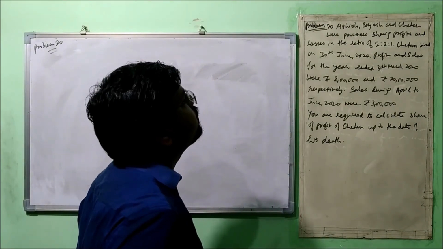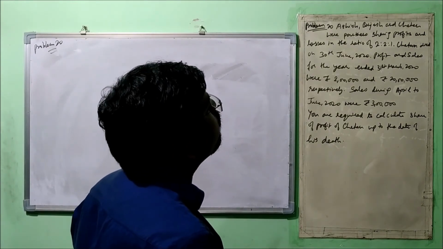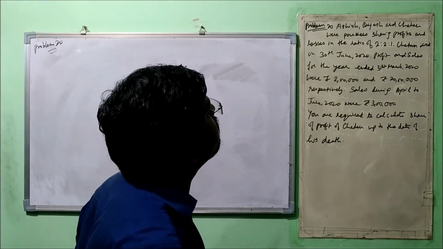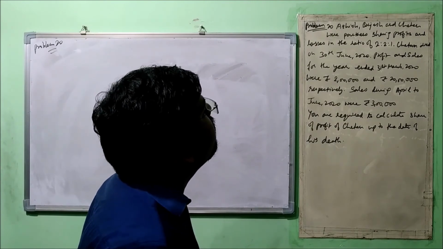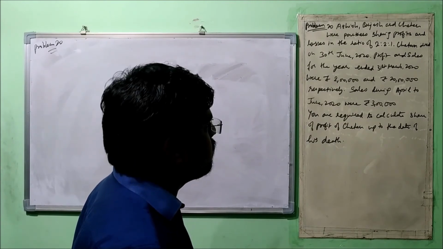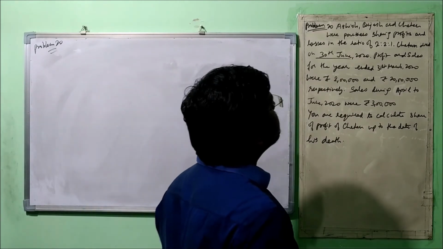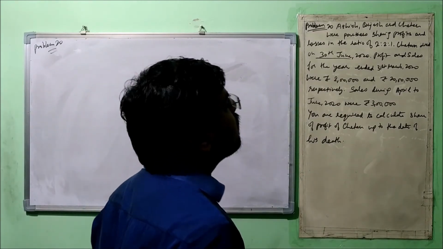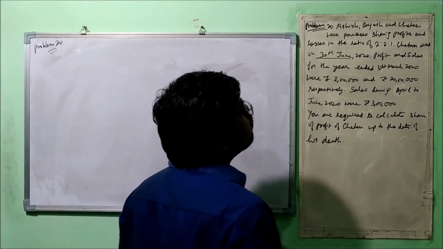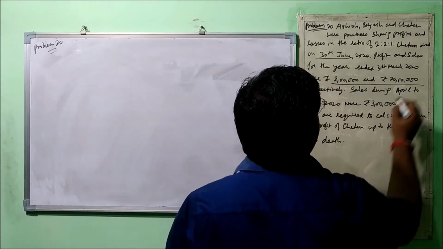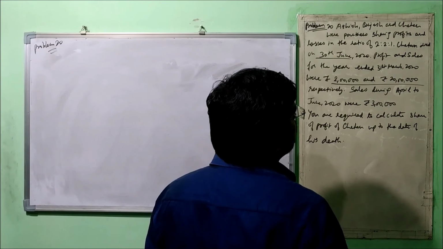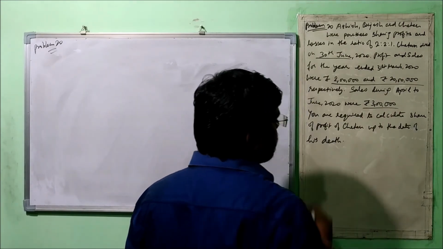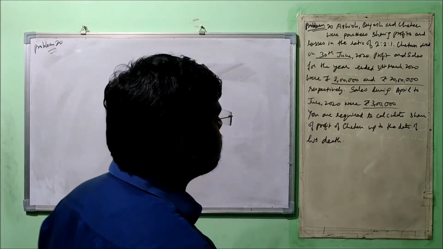So I have written the question here. Ashish, Brajesh and Chetan were partners sharing profits and losses in the ratio of 2:2:1. Chetan died on 30th June 2020. Profit and sales for the year ended 31st March 2020 were rupees 2 lakh and 20 lakh respectively. Sales during April to June 2020 were rupees 3 lakh. You are required to calculate share of profit of Chetan up to the date of his death.